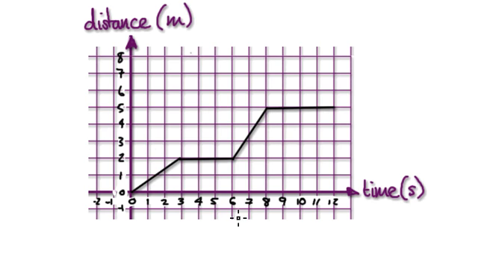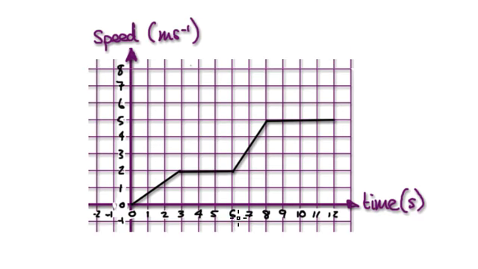Okay, next one. Given this speed time graph, at time equals 2 and at time equals, let's say, 7, which of these two times is the car going fastest? Press pause and have a go.